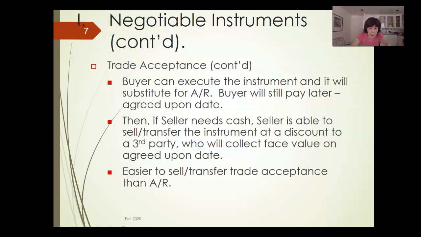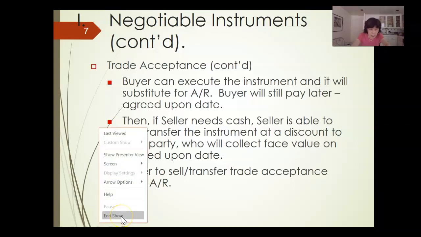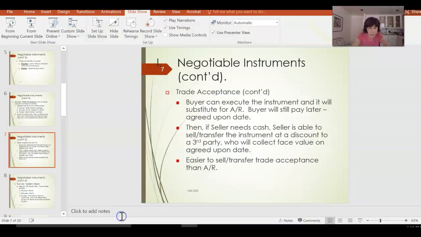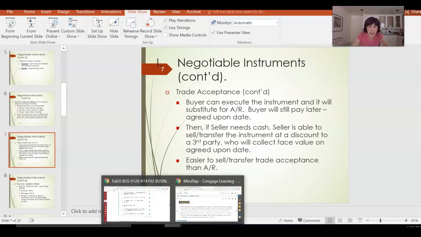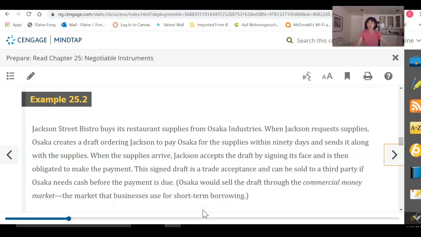Now, let me go back out to the textbook, and maybe you didn't catch all that. I have it explained here on the PowerPoint, but the textbook has it explained in more narrative form for you. All right, so remember we have the parties. We have Jackson Street Bistro, the buyer taking its restaurant supplies, buying them from Osaka Industries. When Jackson requests supplies, Osaka creates a draft ordering Jackson to pay Osaka for the supplies. Here it says 90 days. I said 6 months. All right, so 90 days. And sends it along with the supplies.